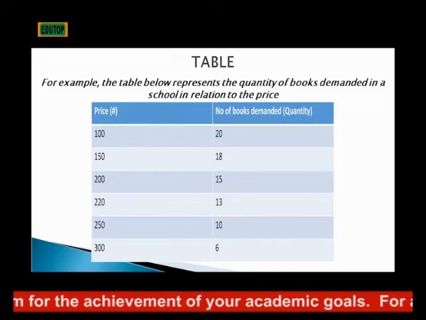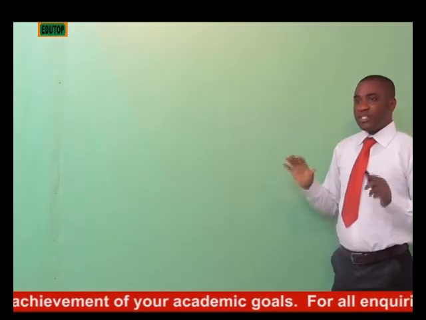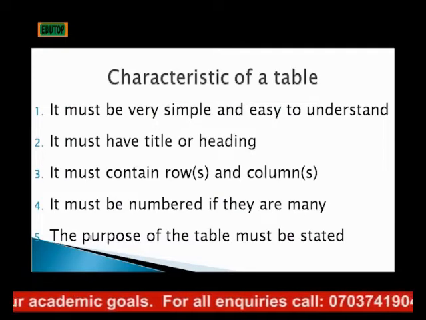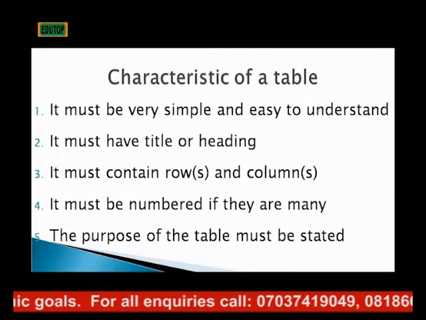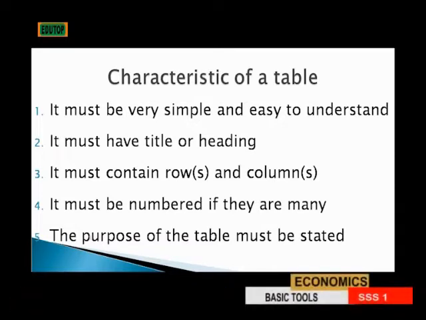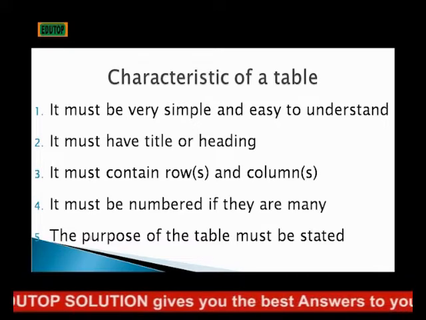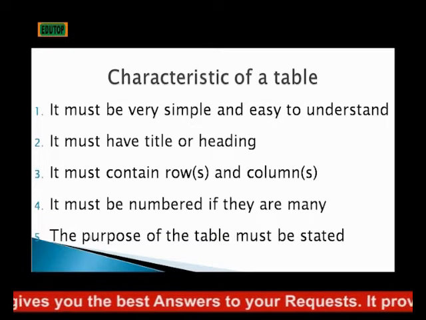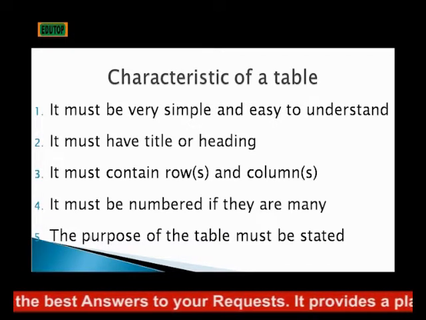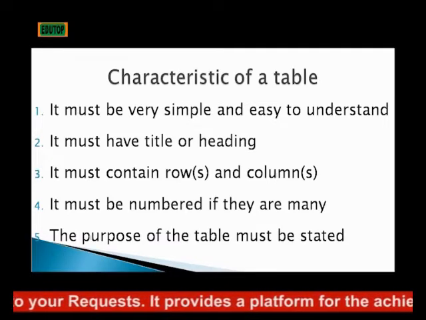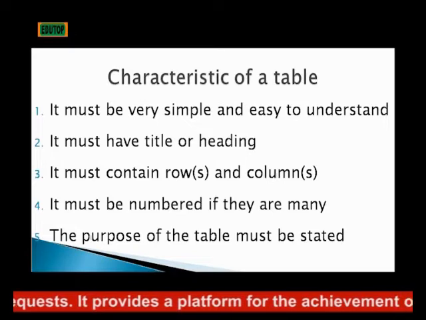Then, what are the characteristics of table? It must be very simple and easy to understand. It must not be complicated at all. Then it must have title or heading. What is the table talking about? We must give the table a caption that this table is talking about this particular issue. Then it must contain rows and columns. It must have at least 2 rows and 2 columns before we can refer to it as table.